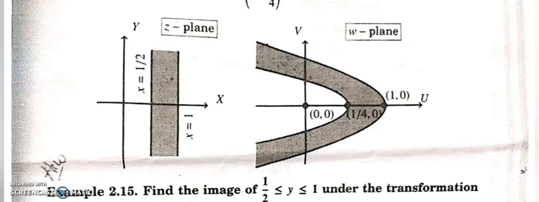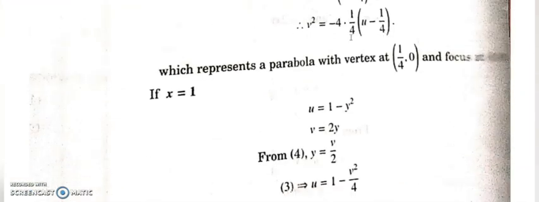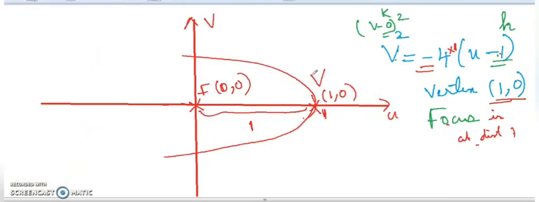Now what about the image of this? Straight lines are converted to parabolas in the w plane. X is equal to 1 by 2 means we get a parabola with vertex 1 by 4 comma 0, right? Just now we have derived this. So 1 by 4 comma 0, this is the first parabola equation. You see, this is the first parabola, and the vertex is at 1 by 4 comma 0. And the second parabola, what about the vertex? Vertex is at 1 comma 0.